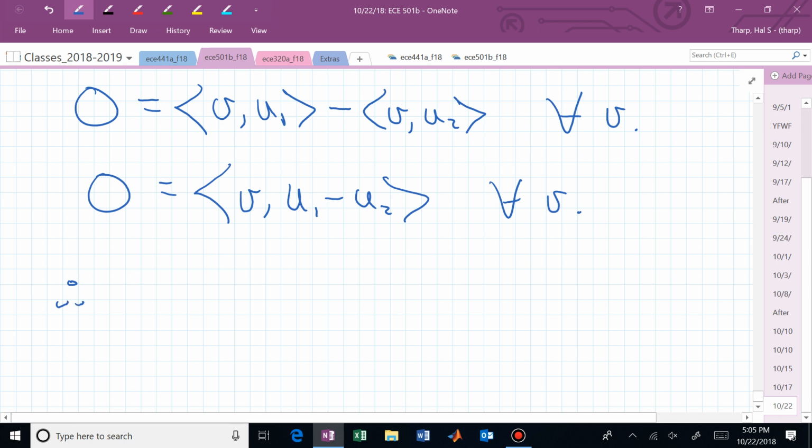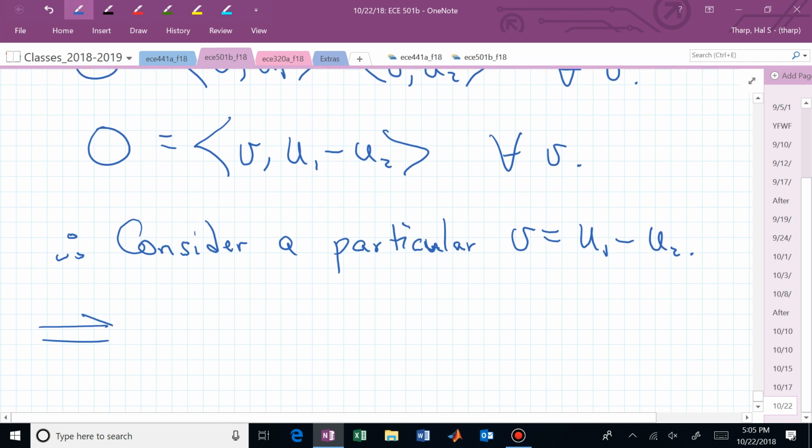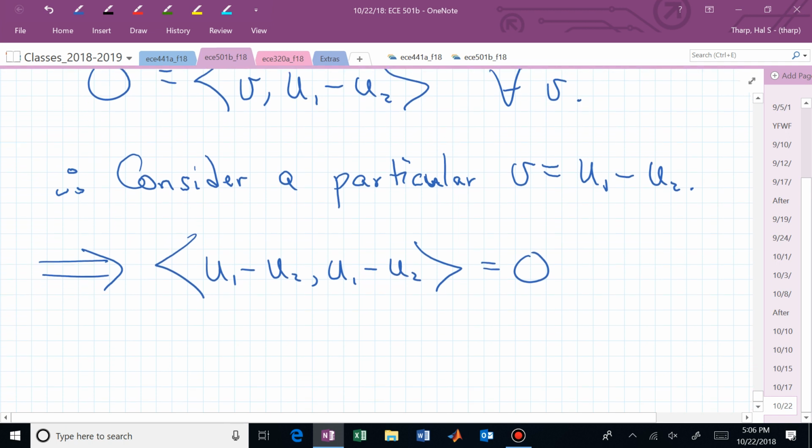So therefore, consider a particular V that's equal to U1 minus U2. If V is U1 minus U2, then the inner product is U1 minus U2 with itself. But we said for all V, that is equal to 0. Now what can we do?